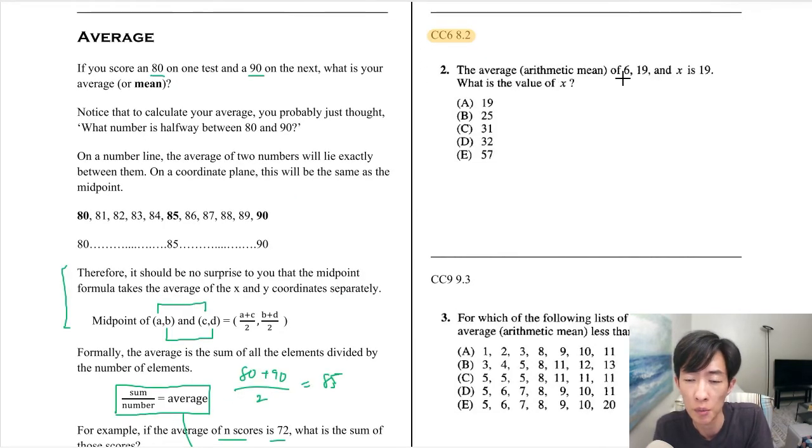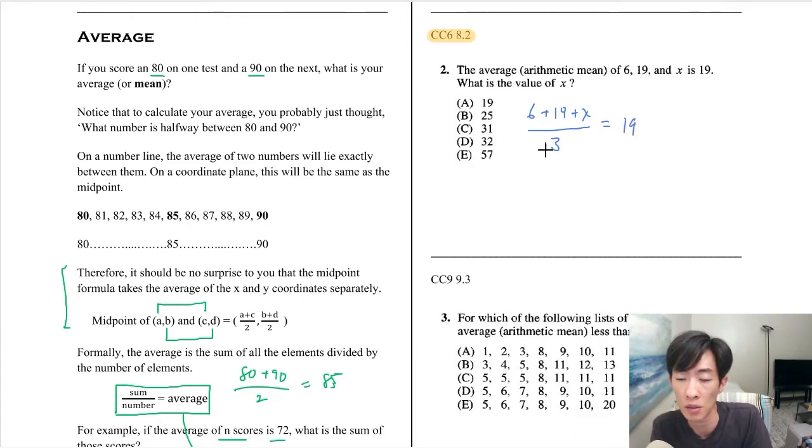The average arithmetic mean of 6, 19, and x is 19. What is the value of x? So this is a simple use of the average formula. So remember, we're going to add everything up, divide by the number, and we'll get the average. So it's going to be 6 plus 19 plus x, all divided by 3 because there's 3 elements, and the average is going to be 19.